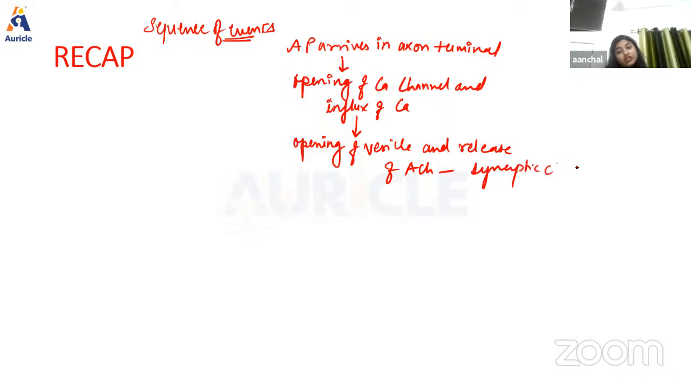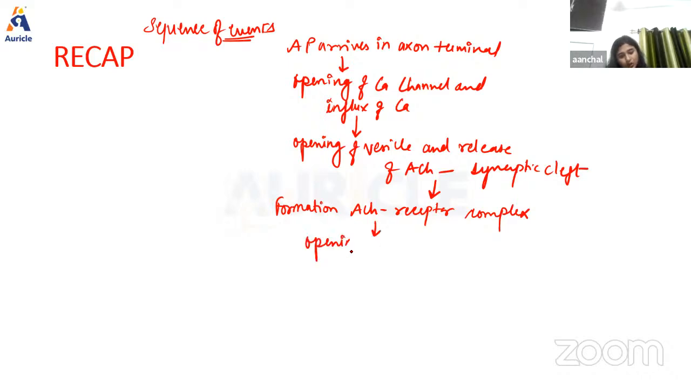Okay, so these are very, very important points, and all students have to remember. As the acetylcholine passes through the synaptic cleft, now what will happen? There will be formation of the acetylcholine receptor complex, right? And also opening of sodium channels and influx of sodium from the ECF.